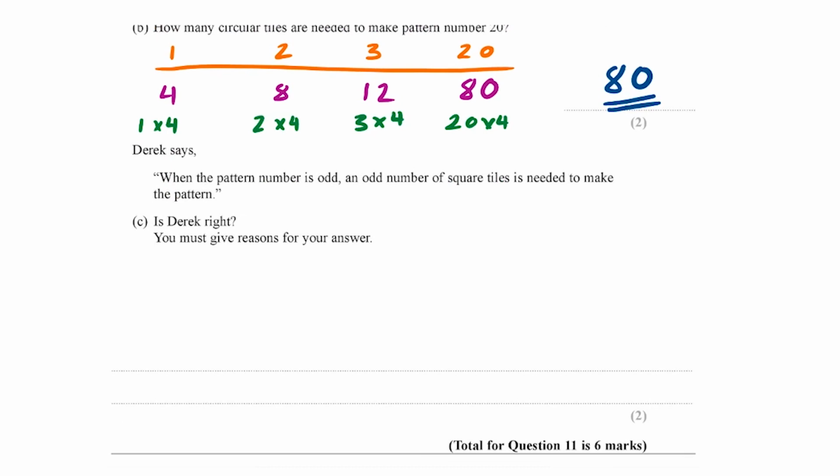Part C, Derek says when the pattern number is odd, an odd number of square tiles is needed to make the pattern. Is Derek right? And you must give reasons for your answer.